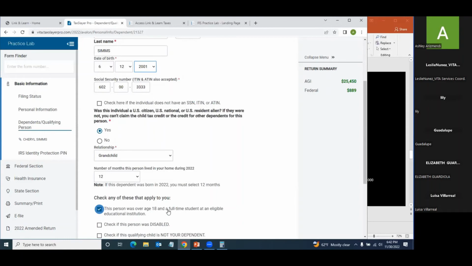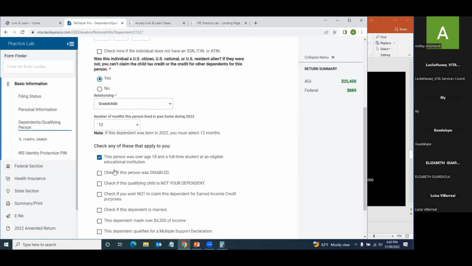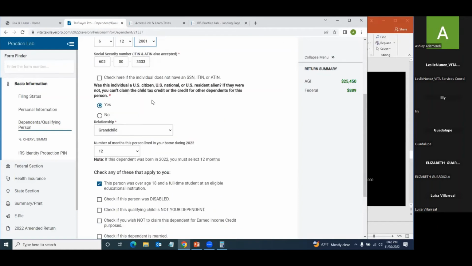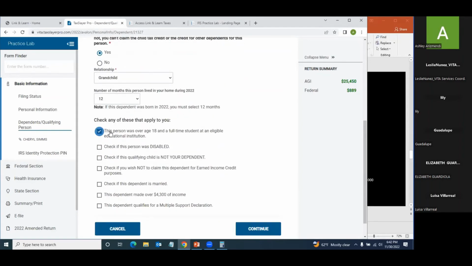So, and we're gonna check this box, because it says which person was over 18 and a full-time student. Usually for this purpose, we're just doing the year. It doesn't matter as long as they're over 18, correct. That way we can put in this form. Usually we'll have the correct date of birth, of course. And then we're gonna check the box where it says this person was over 18.